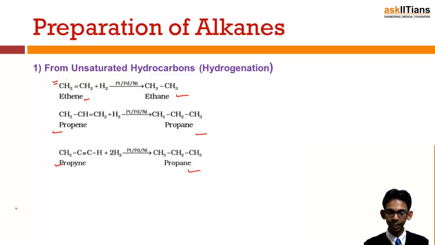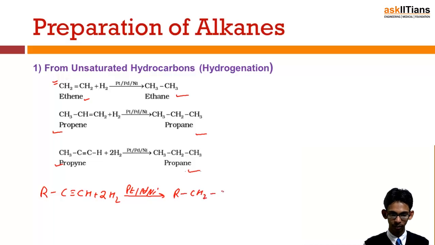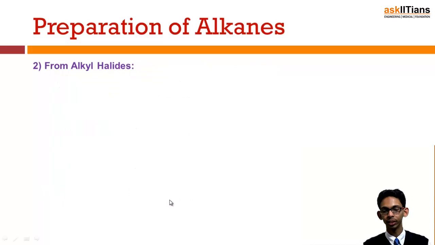If an alkyne is to be converted into alkane by this method, we have to add two molecules of hydrogen in the presence of platinum, palladium or nickel as a catalyst, which will result in the formation of alkane. So this is called hydrogenation of unsaturated hydrocarbons.